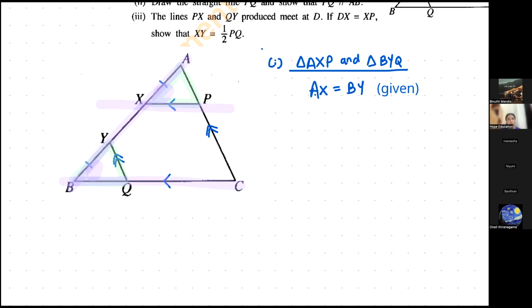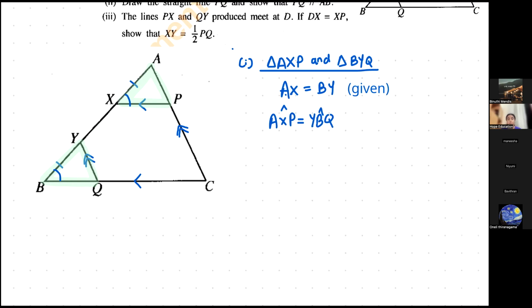Okay, I'm sorry. So these two angles are corresponding angles, this and this: AXP and YBQ. AXP equals YBQ. Reason is corresponding angles between parallel lines.